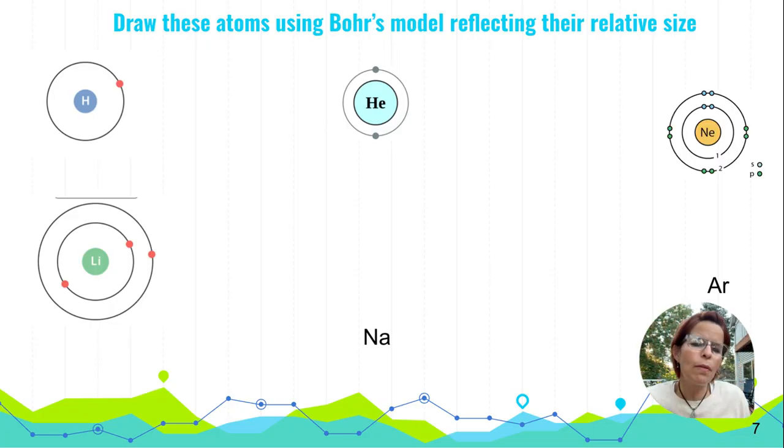In that period, in that row, it has the strongest nucleus. So although it has 10 protons and 10 electrons, they're crowded in the closest. And so neon is the smallest in that row. Now we want to add another proton and electron. Well, neon is completely full. It's got 2 in the first shell and 8 in the next shell. So now we have to add another orbital.